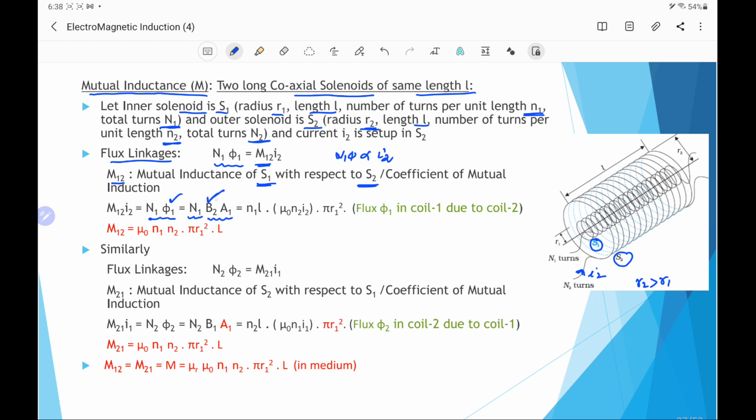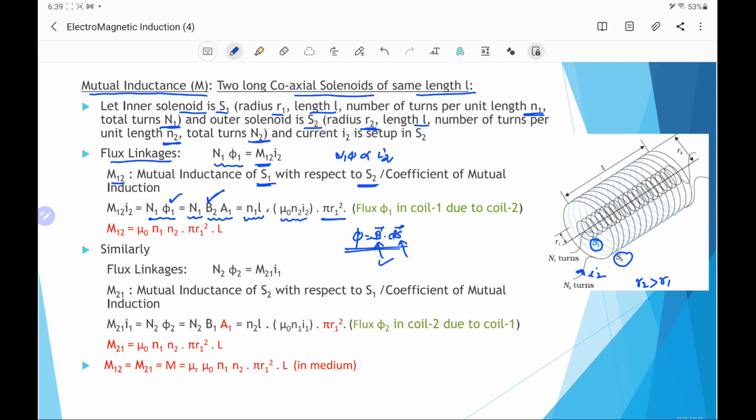This field is B2, multiplied by the area of the inner coil, because we know flux is B dot dS. So the magnetic field is due to the outer coil, and this area is of the inner coil. This will give the total flux with the inner coil. Hence, this capital N1 can be written as n1 into L, where n1 is the number of turns per unit length, and the magnetic field B2 of the solenoid is given by mu naught n2 I2 because of the outer solenoid S2, and the area of the inner coil is pi R1 square, because R1 is the radius of the inner coil.